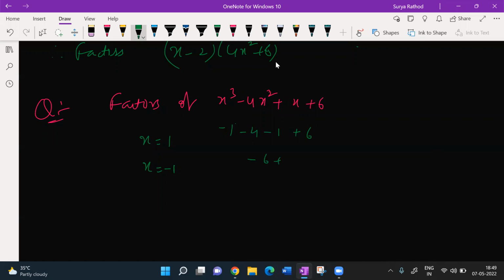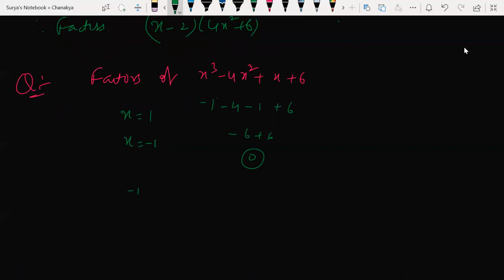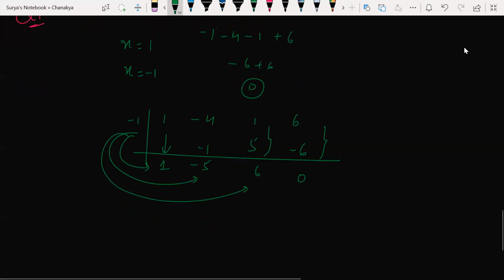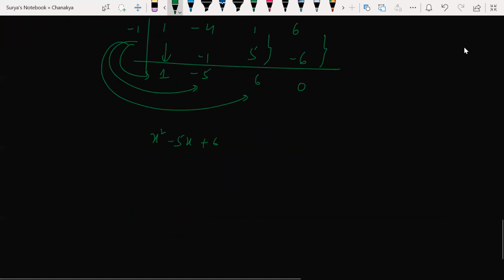When you divide with this, you'll get x square minus 5x plus 6. So the factors are x plus 1 and this. I'll be writing this as it is. 1 here, this into this, minus 1, minus 5 after adding these two. Again this into this, plus 5, adding this to 6 gives minus 6, adding this gives 0. Now what is the quadratic equation? x square minus 5x plus 6. Now factorizing this.